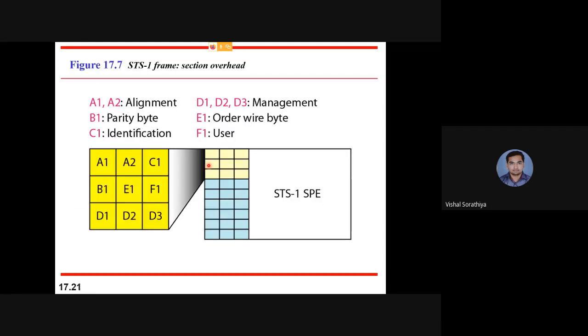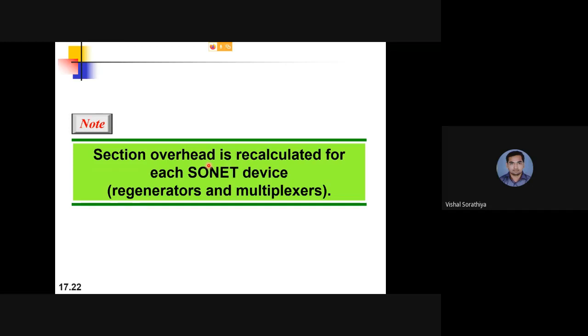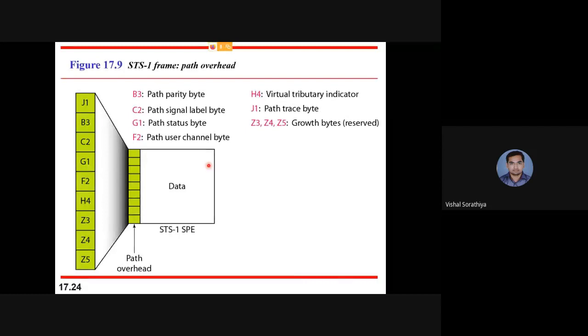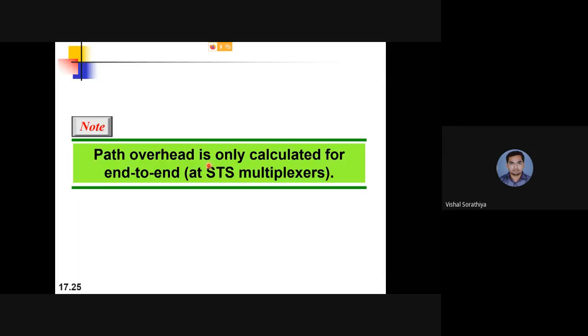So section overhead is going to be changed at every regenerator and multiplexer, while the line overhead is going to be changed at the add and drop multiplexer. But the path overhead, which is related to end-to-end communication, is going to be changed at the STS multiplexer.